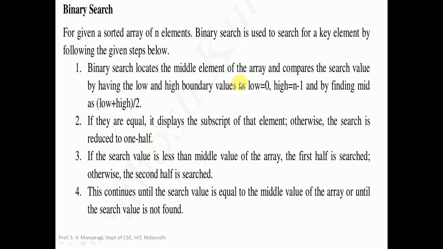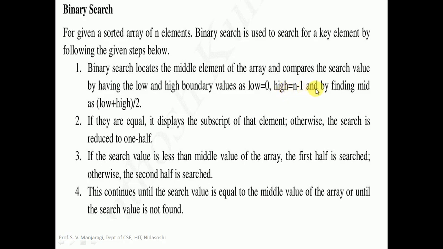Here we need to take two index variables, low and high. Low will point to the first index of the array. The starting index of the array is 0, so let us initialize low to 0, and high points to the last index of the array, initialized to n minus 1. The last index will be array size minus 1. If n is the array size, the last index will be n minus 1, which is where we set high.